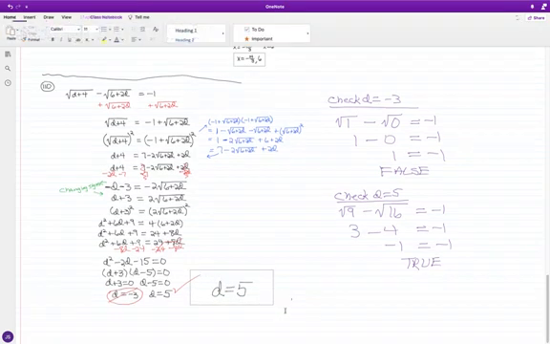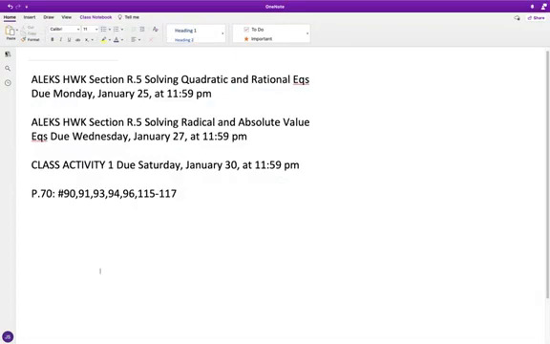And just some of the stuff regarding Alex. The homework section R5, the first part with the quadratic and the rational equations, will be due Monday at 11:59 p.m. And then there's the second part, separate. This will be the third of the Alex sets, with the radical and the absolute value equations. That set will be due Wednesday of next week.